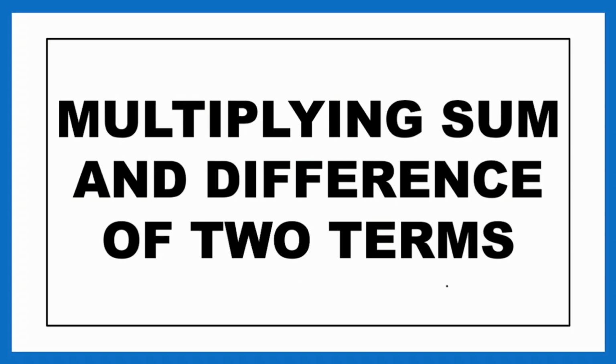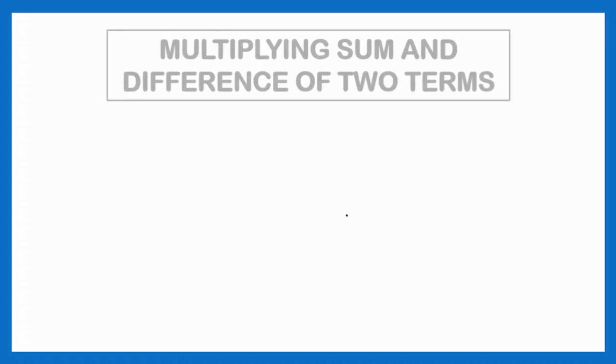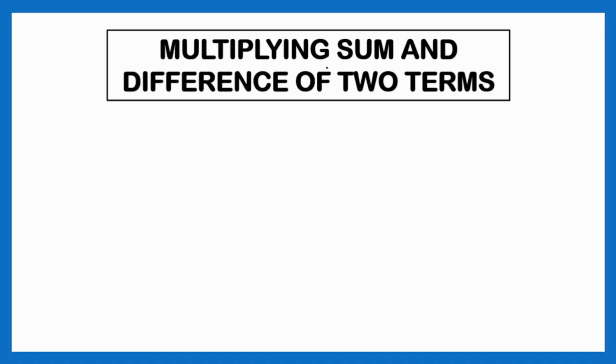Ito yung pinakamadali sa lahat. Ito rin yung pinaka-useful sa lahat kasi ito yung madalas na nagagamit. So, let's get to know more about this topic. Multiplying sum and difference of two terms. Just like what we had about the special product na square of a binomial, we will also have a pattern. May pattern din ulit na susundin dito sa ating pagsosolve, at iisa lang yung pattern nito. So, a plus b times a minus b is equal to a squared minus b squared.